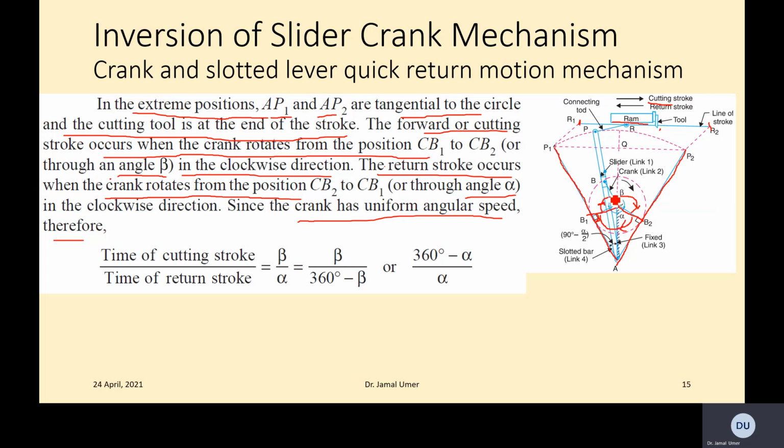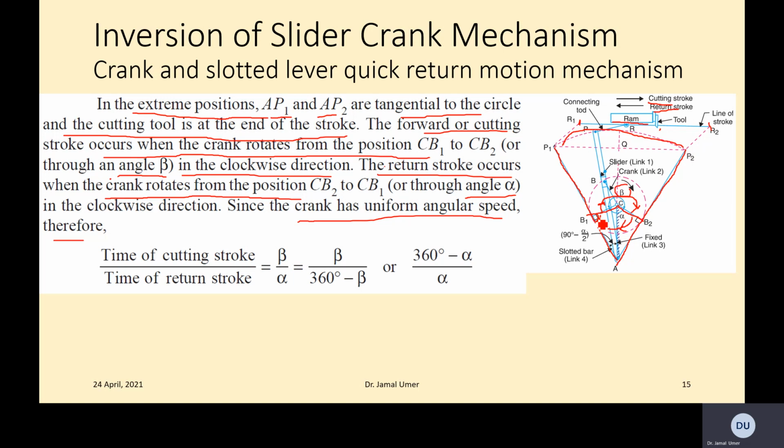So on the way forward, the angle covered is beta, which is larger, you can just see. And on the way back, the crank is moving from CB2 to CB1, and of course the RAM, or the point P, is coming back from P2 to P1, and the RAM is coming from R2 to R1, which is called the return stroke. So in the forward stroke, beta angle is covered. On the return stroke, alpha angle is covered.